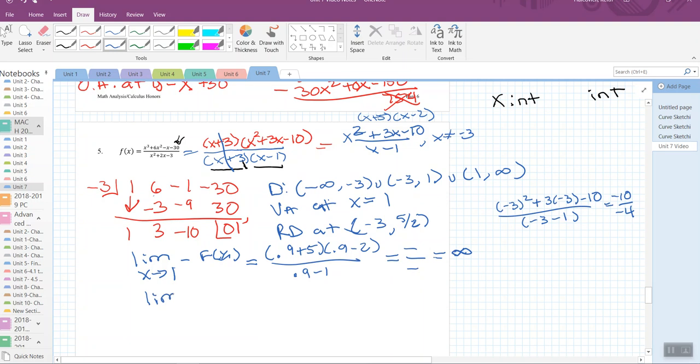And the limit as x approaches 1 from the right of the function, so like 1.1 plus 5 is 2. So it's positive and negative, which is negative, and then positive, so that's negative infinity.